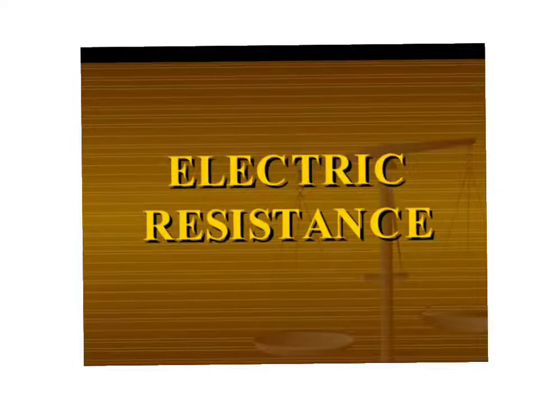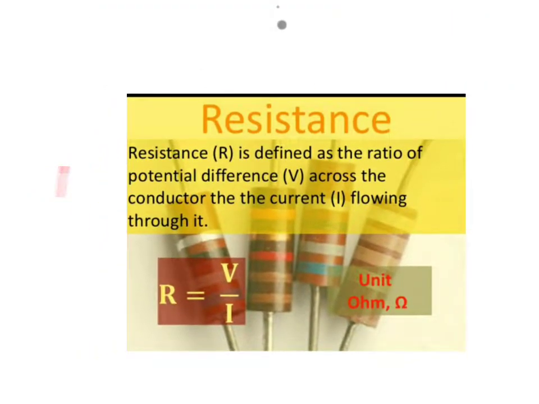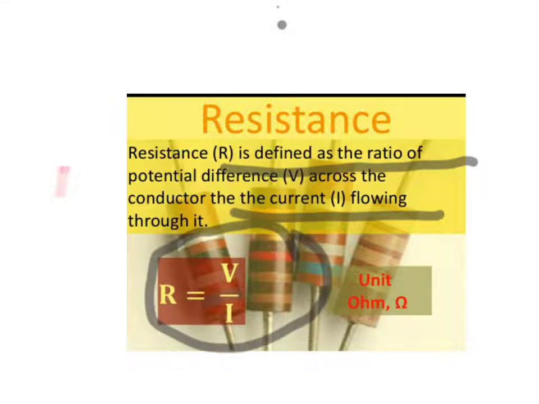Our today's topic is resistance, or electric resistance as we call it. In my previous lecture, we defined resistance as the total hindrance offered by a conductor to the flow of current. It is also defined as the ratio of potential difference across the conductor to the flow of electric current, and it is represented as R equals V divided by I, where V is the voltage and I is the electric current.